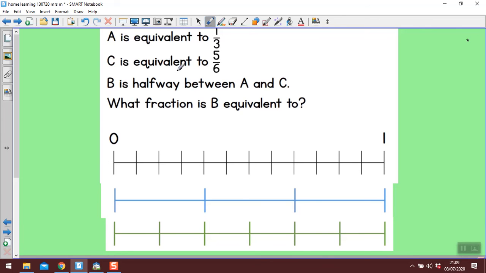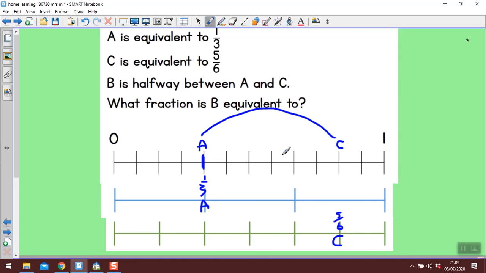So look, I've got my number line split into thirds. So this is 1/3. So this is A. C is equivalent to 5/6. So here my number line is split into sixths. This is 5/6. So this is C. So 1/3, 5/6. B is halfway between A and C. So I've got to put them on the same number line really. If I now put them on this number line, I've got A there and I've got C here. So what I've actually done now is I've had to put 12ths on my number line.